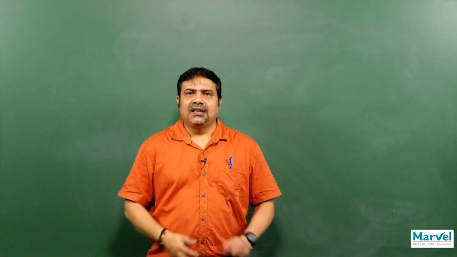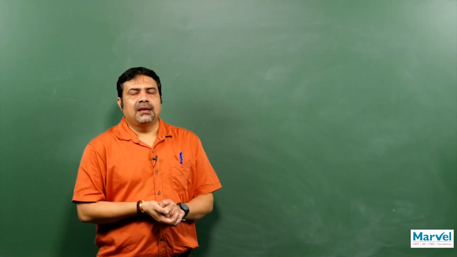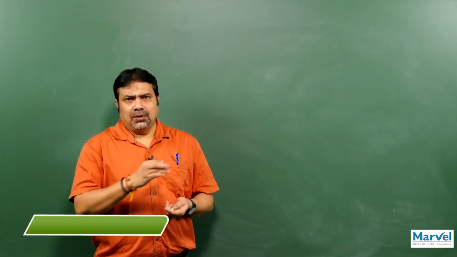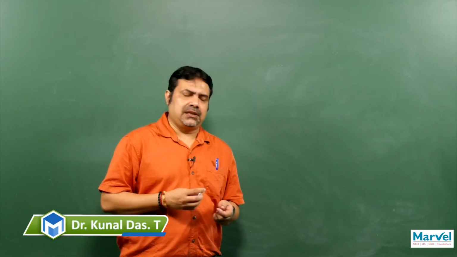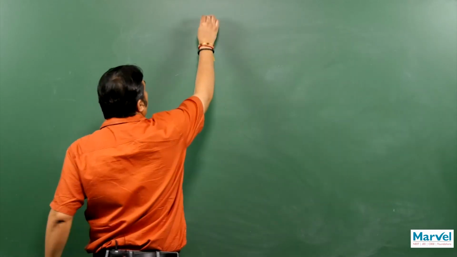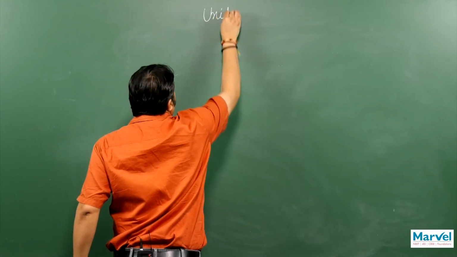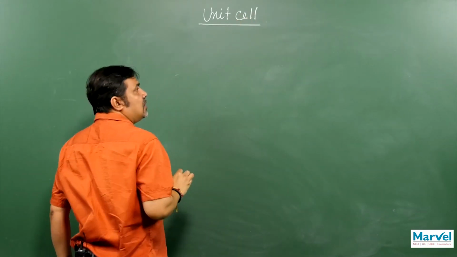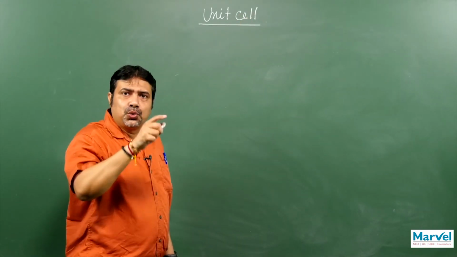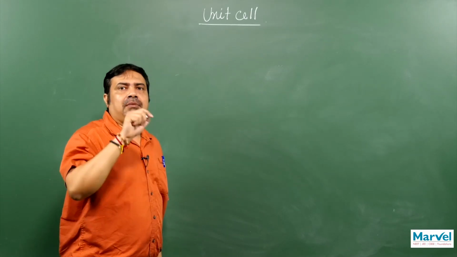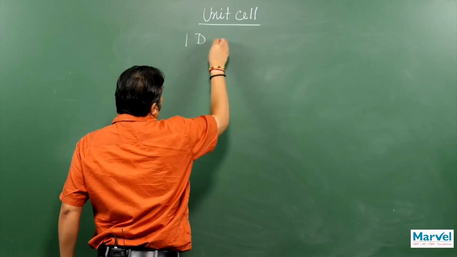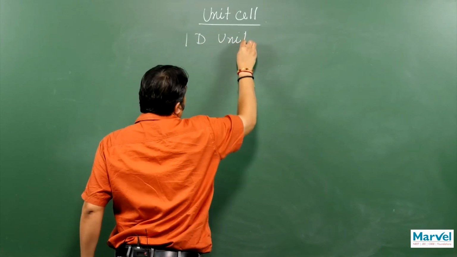Hello student, in the last class I discussed the introduction of solids and we started the unit cell. So let us focus on the unit cell. If you look at the unit cell, there is the one-dimensional unit cell, the two-dimensional unit cell, and the three-dimensional unit cell. In a one-dimensional unit cell, 1D means one-dimensional.